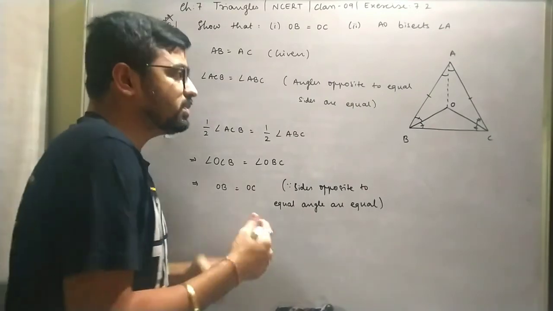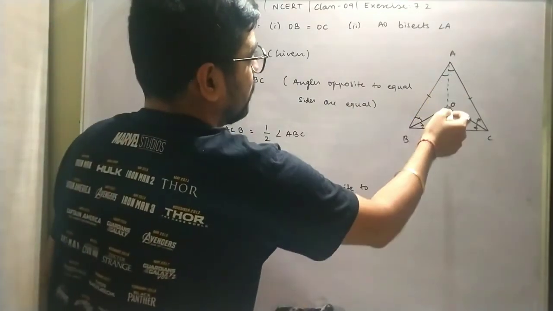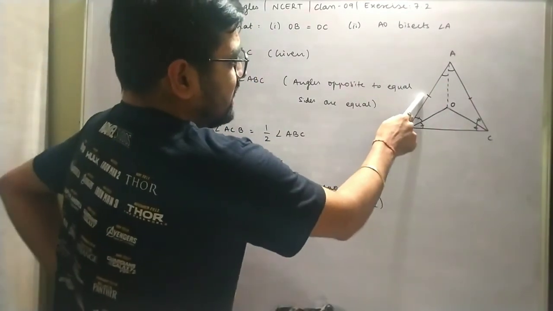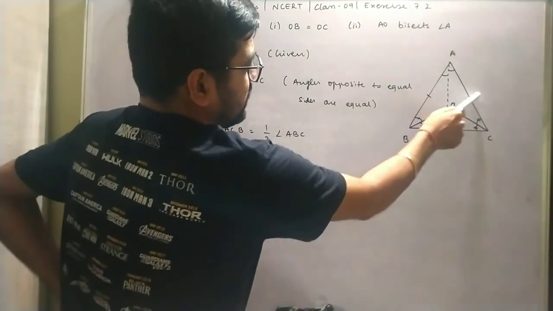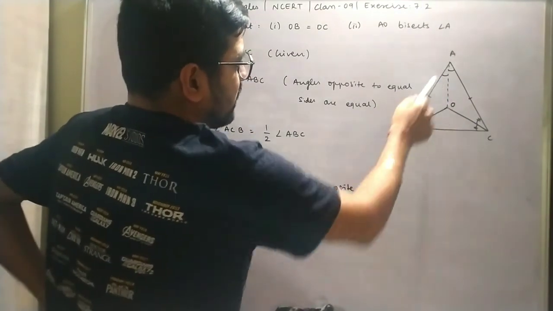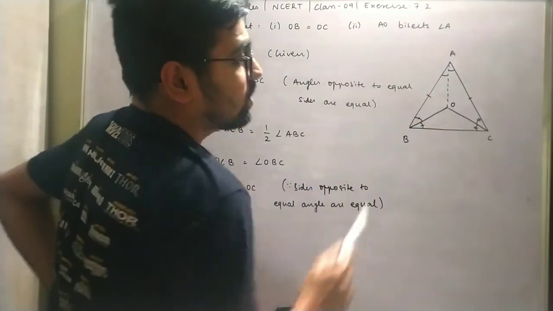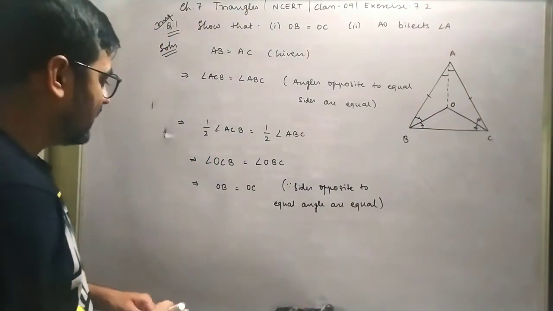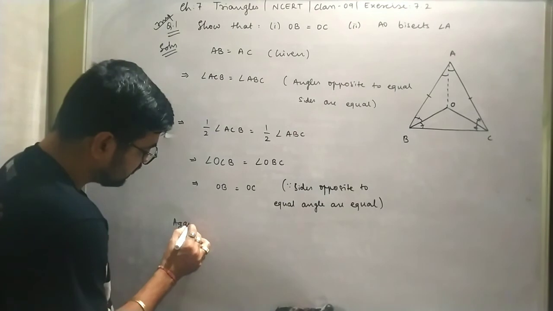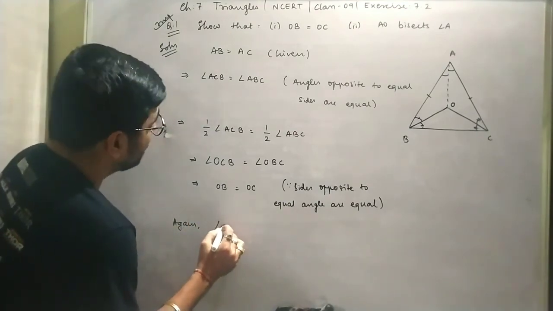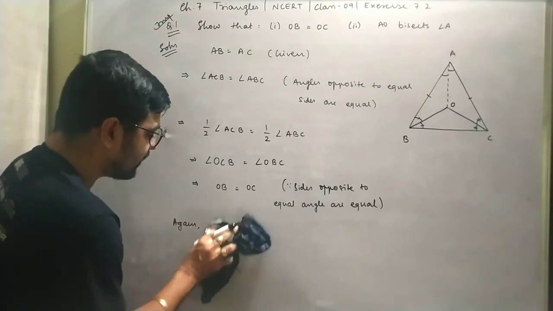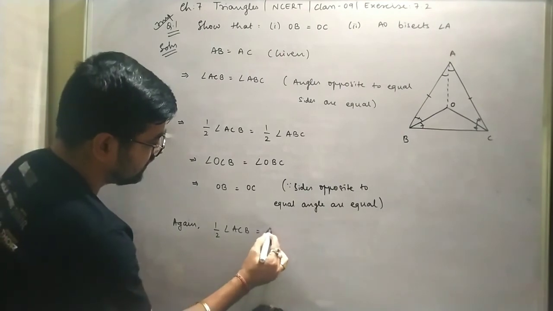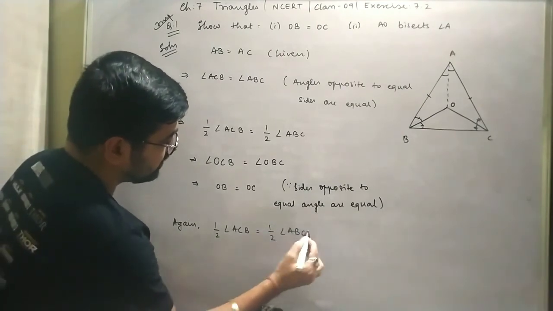Simple. Now the next part I am looking at is that I want to show AO bisects angle A. Now how can we go for that? What I know right now is that this side is equal. मतलब ये दोनों equal है and these two are equal. So somehow if I prove ABO and ACO congruent, then by CPCT I can say these two angles are equal. So क्या करेंगे? So I'll go again, half से ही जाते हैं, यहीं से बात करते हैं. Again half of angle ACB is equal to half of angle ABC.